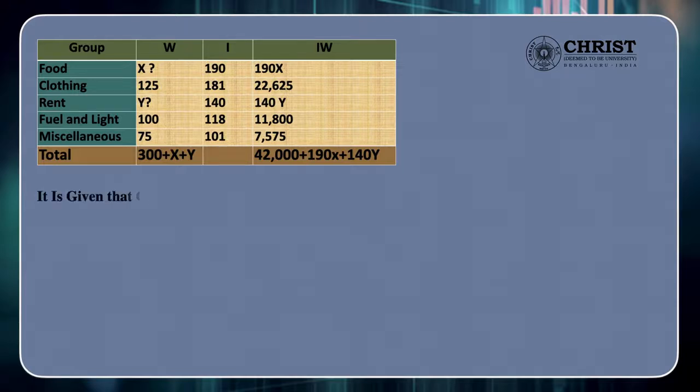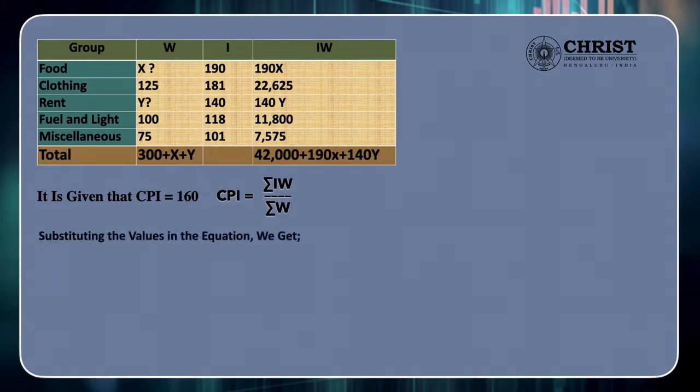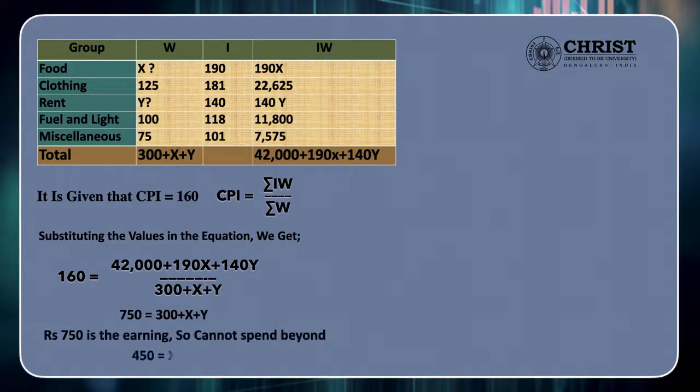Now CPI, given in the question, is 160. CPI is calculated using the equation sigma IW divided by sigma W. Substituting the values, we get 160 is equal to 42,000 plus 190x plus 140y divided by 300 plus x plus y. We know that he is getting 750, so 750 is equal to 300 plus x plus y. 750 is his earnings, and he cannot spend beyond that. So we get one equation: 750 minus 300, 450 is equal to x plus y.